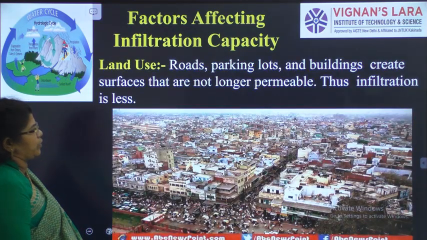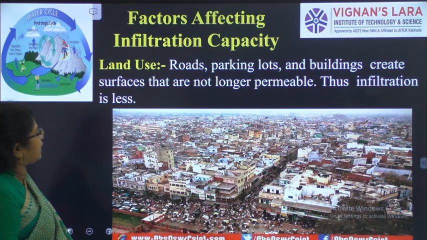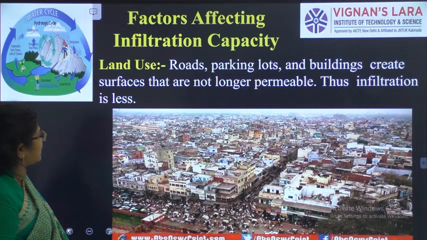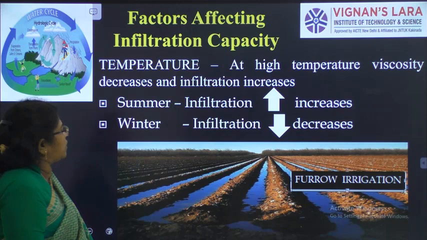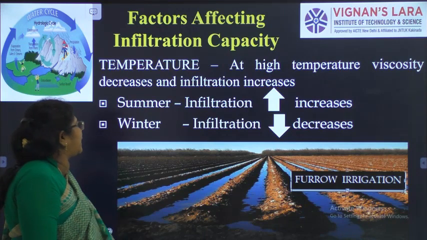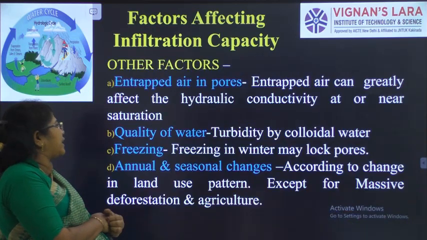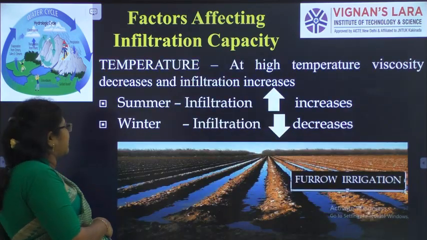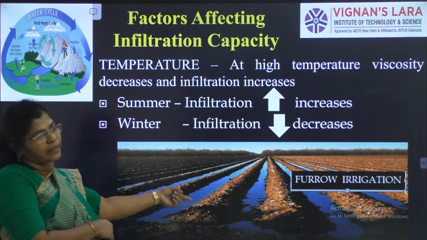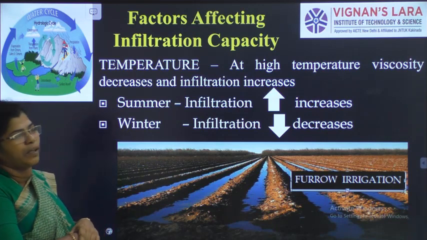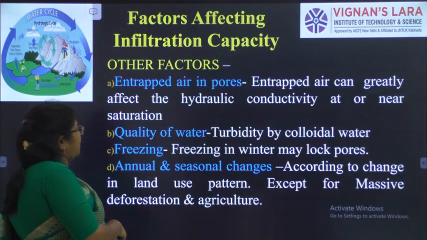And the next one, the land use. Roads, parking lots and buildings create surfaces that are no longer permeable, so the infiltration is less. Okay, the next one is temperature. At high temperature, viscosity decreases and the infiltration increases. So in summer, the infiltration will be more. In winter, the infiltration will be less because the pores will be almost filled with water.